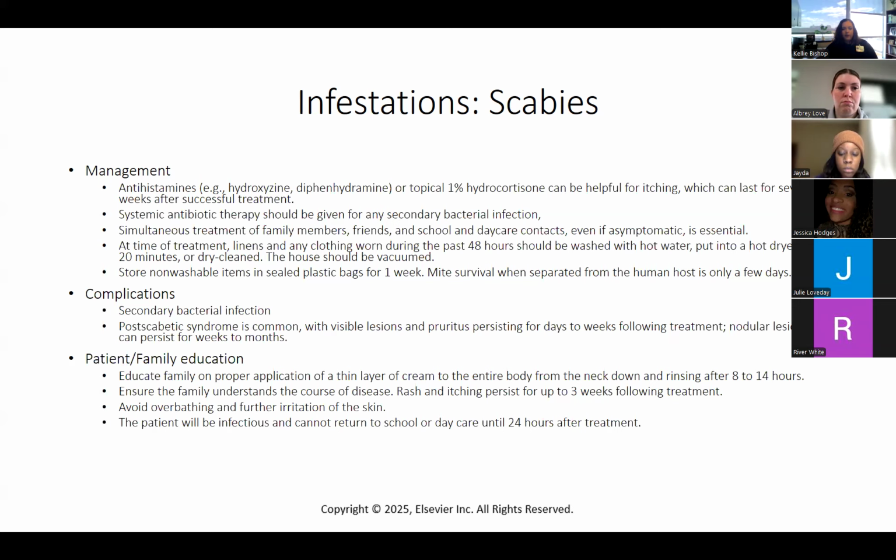Antibiotics only if there's a secondary infection. Simultaneous treatment of family members, friends, school and daycare contacts is really important even if they're not symptomatic. So it's the opposite of head lice. You do want to treat close contacts to keep it from spreading and because it does respond well to treatment. And then anything from the last 48 hours should be washed in hot water, linens, all of that kind of stuff, and then dried on hot as well.